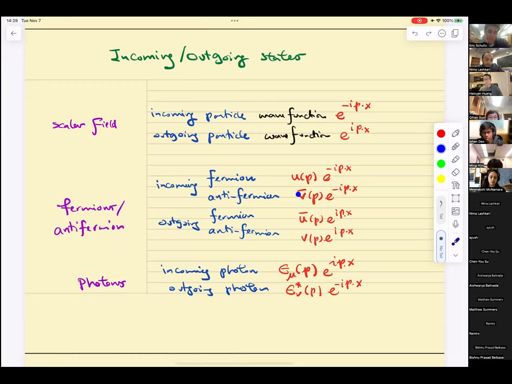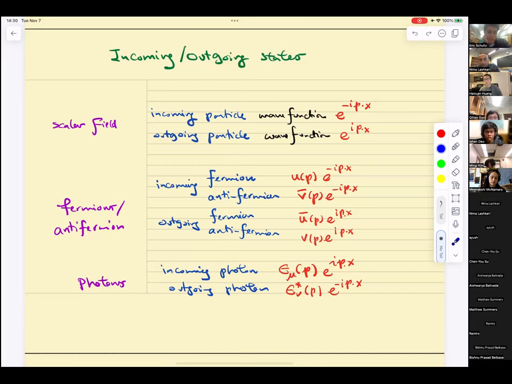The antifermion is this v bar of p e to the minus i p x. There are spin indices in here. For the outgoing fermion and antifermion, this would be u bar and this would be v of p, and the signs are flipped. For photons, the incoming photon has a polarization vector, epsilon e to the i p x. For an outgoing photon, this is the polarization vector, the complex conjugate of it.